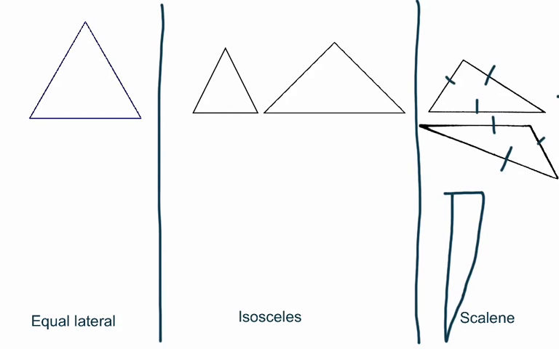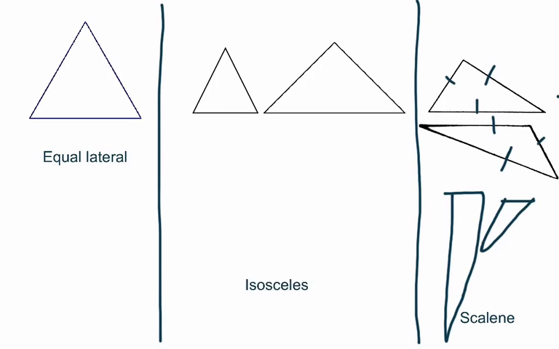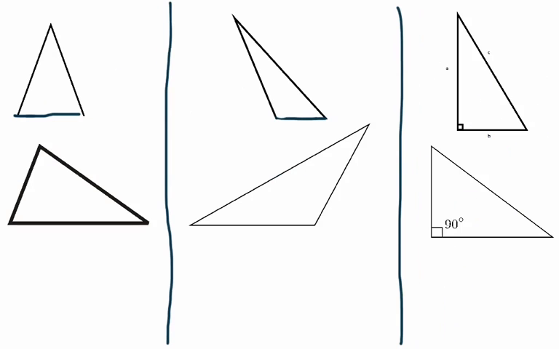Okay, that's a different one. That's a scalene, okay? It doesn't matter what shape it is, as long as all three sides are different lengths. That's what a scalene triangle is. Okay? And those are the three classifications if you're going to classify triangles by their sides: equilateral, isosceles, and scalene.